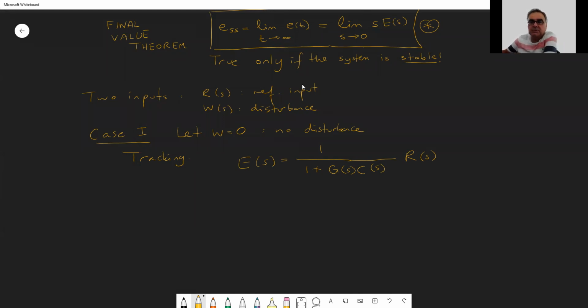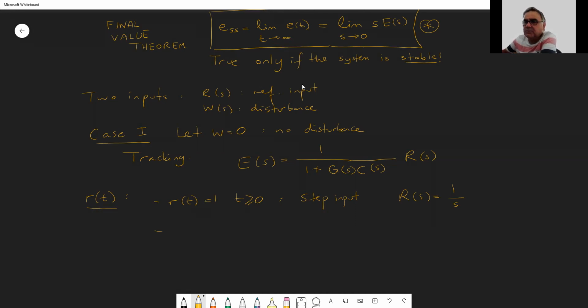Now the input R of t is the reference input, as we know. It can take different values, it can be different functions. For example, one possibility is that R of t equals 1 for t greater than 0. This is a step input, as you know. This is probably the most common input we are using. And its Laplace transform is 1 over s.